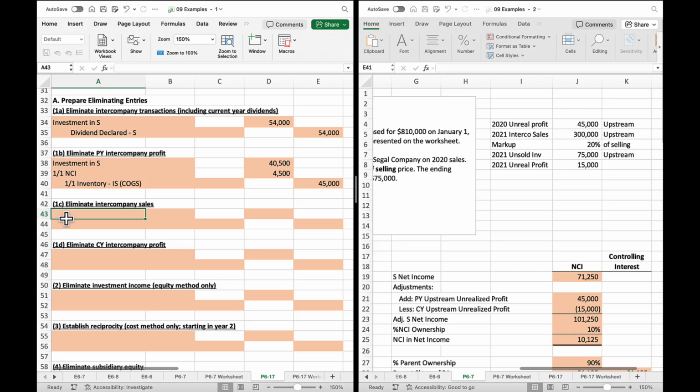All right, so in the current year, we still have $300,000 of intercompany sales, and we're going to eliminate this exactly the same as we did when our parent was using the cost method. So there's no change here based on cost versus equity, and there's no change here based on upstream versus downstream. We're going to debit sales, and we're going to credit purchases in cost of goods sold. That's going to be for the full amount of those sales, which was the $300,000.